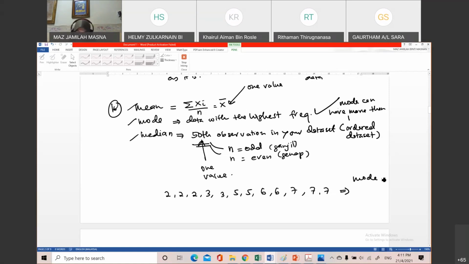What is your mode? 2 and 7, because here there are 3 and here there are 3, and this only has 2. So your mode is 2 and 7.